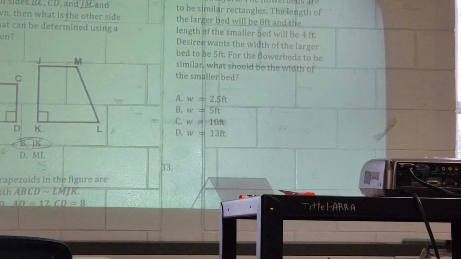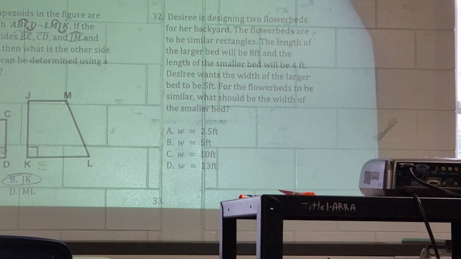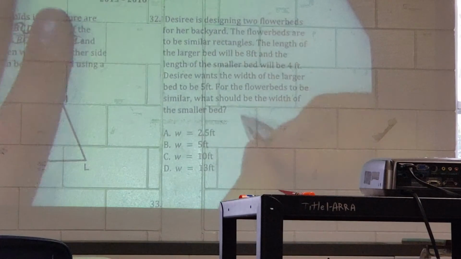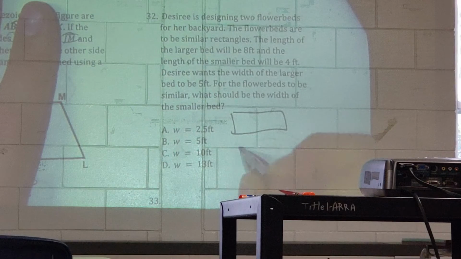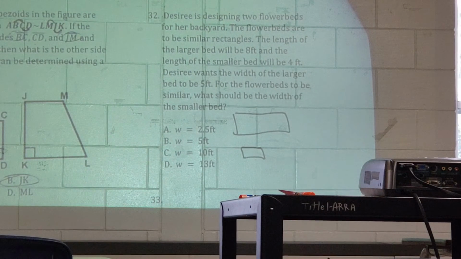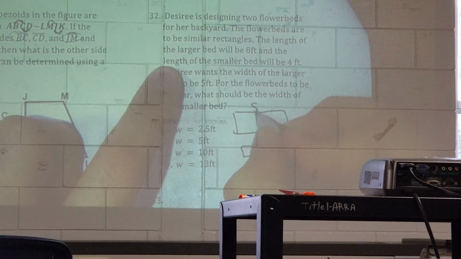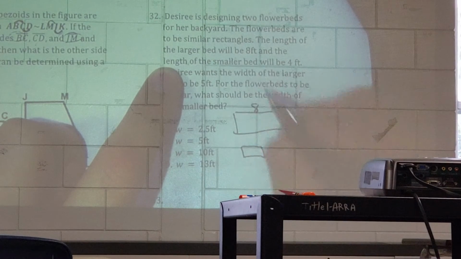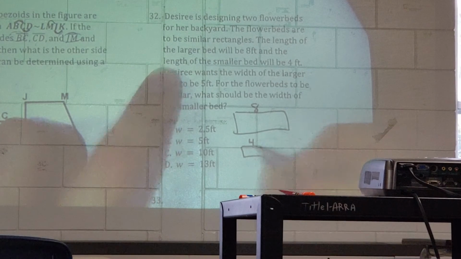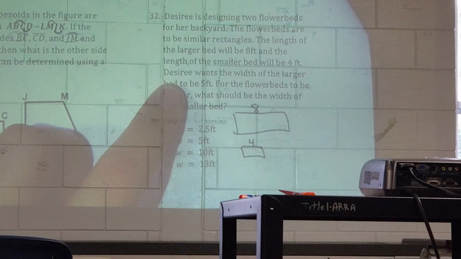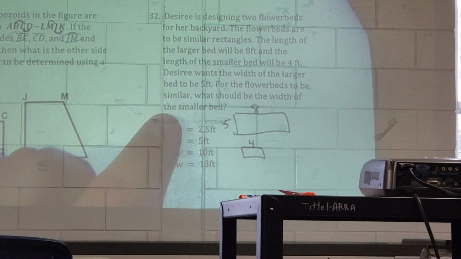All right. Desiree has two flower beds in her backyard. The flower beds are meant to be similar rectangles. Great, let's draw that. There's one rectangle and there's a similar rectangle. The length of the larger bed will be 8 feet. There's an 8 on the length. And the length of the smaller bed will be 4 feet. Desiree wants the width of the larger bed to be 5 feet. For the flower beds to be similar, what would be the width of the smaller bed?